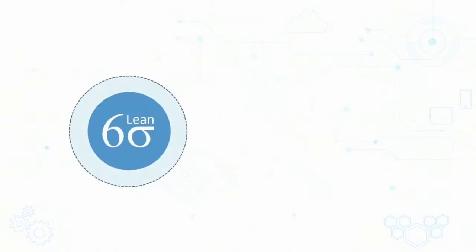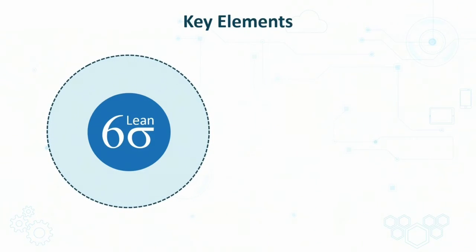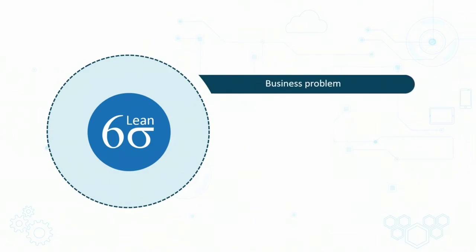In this case study, you examined how the application of Lean Six Sigma helped to ensure that a company would retain its position as industry leader. You learned about 4 key elements. First, the business problem. The playground manufacturer wanted to retain its position as number 1 in the industry.